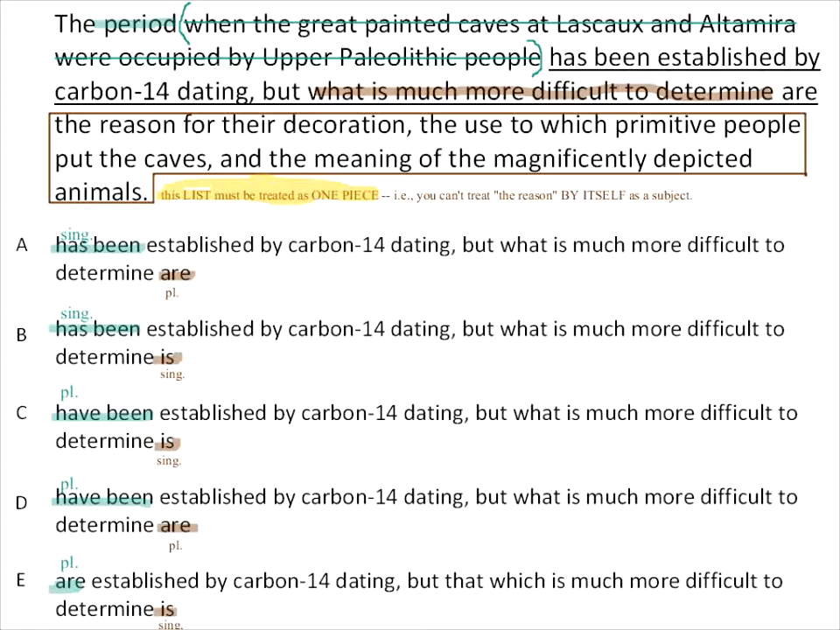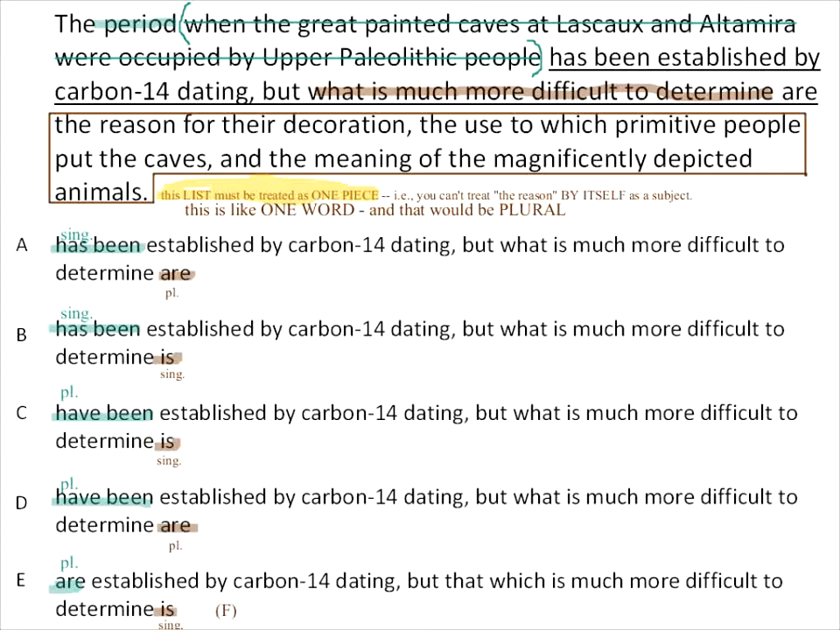So, I mean, this whole list is like one word. This is like one word. And that would be plural. So if you had something like more difficult to determine, then this would be are. So let me give you an example of this. I'm going to try to fit it down here.